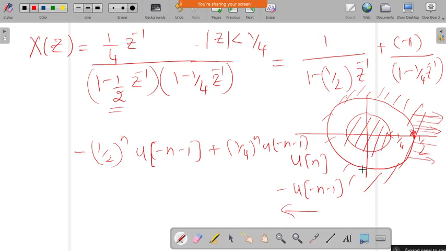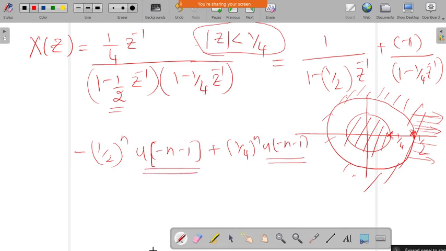In this case, the ROC is less than 1 by 4, which is the least value of the pole. So the given ROC is less than the least pole value, so the given sequence should always be a left sided sequence. That is why, whatever value you get from this, you should put the left sided sequence. Is it clear or not? Yes, sir. Okay. So that is how you will get it.